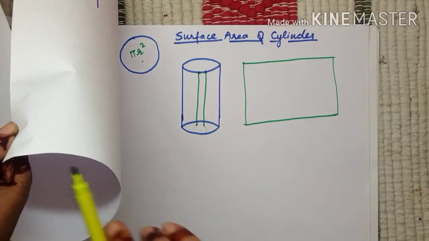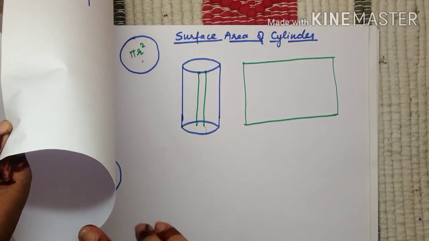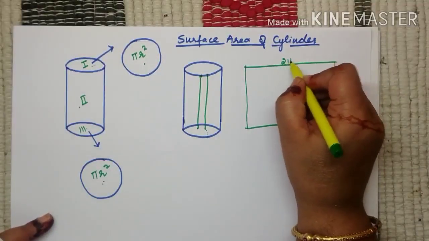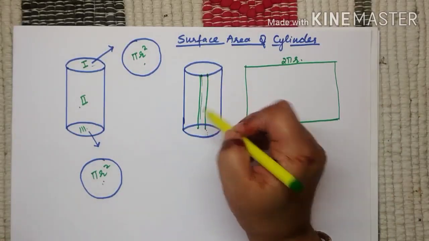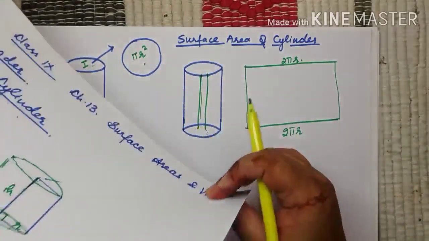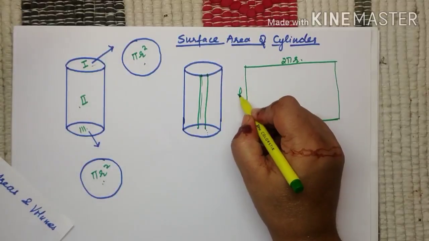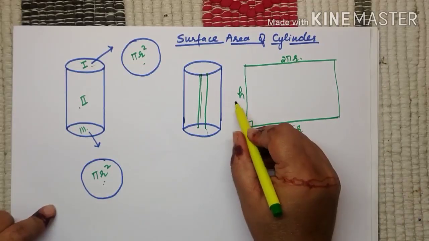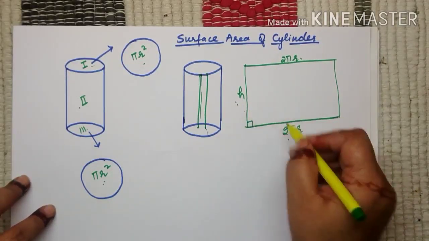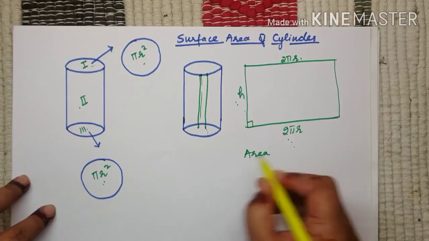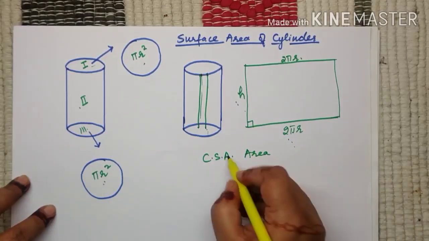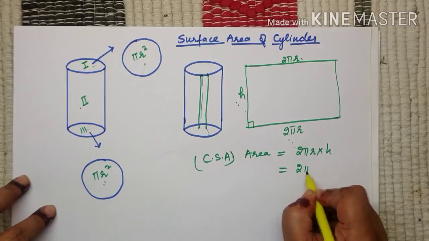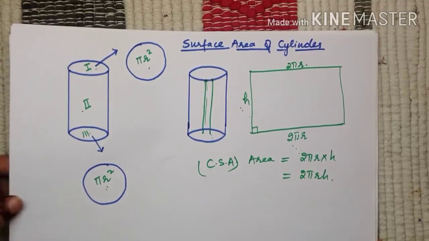What is the formula for the circumference of a circle whose radius is r? 2 pi r. So this side is 2 pi r. Obviously this side is also 2 pi r. Now what about this? If I cut it open, this is nothing but the height, so we call it h. Now the area of the rectangle is L into B, the product of these two dimensions. So the curved surface area will be 2 pi r into h, which is 2 pi r h. Understood? It's 2 pi r h.